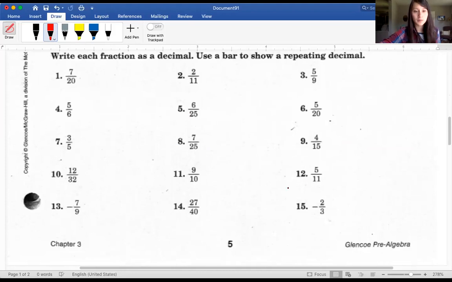So looking down below, there's a few problems here. We're going to do some of them. Notice we've even got some negative numbers. I'm going to switch to a different whiteboard here, and I'm going to do some of these with you. So we're going to do maybe 1, 2, and 3 together. And then I'm going to let you loose and see if you can complete the rest of those, okay?